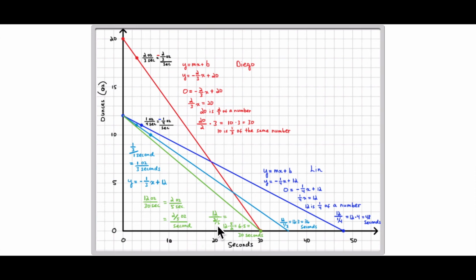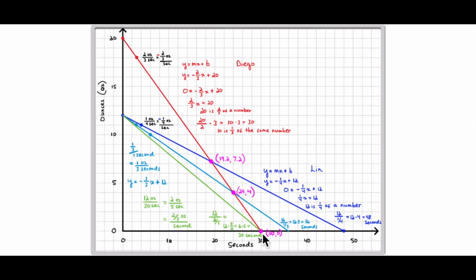2/5 of an ounce per second. So how many 2/5 are in 12? Well, 12 divided by 2/5. 12 total ounces to begin with. So 12 divided by 2/5, multiply by the multiplicative inverse or the reciprocal. So take that 12, divide it by 2. That means that 6 is 1/5, and you have 5 of those. 5 times that 1/5, or 5 times 6, is 30 seconds. So they both end at 30 seconds.